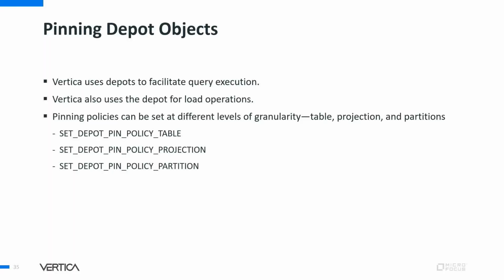Depot also expedites load operations such as copy by locally caching newly loaded data until it uploads to communal storage. You can control which objects can be cached and retained using depot pinning policies. Those objects are least vulnerable to eviction. Pinning policies can be set at different levels of granularity, such as table level, projection level, and partition level. Also, it can be set at subcluster level or at the entire database.